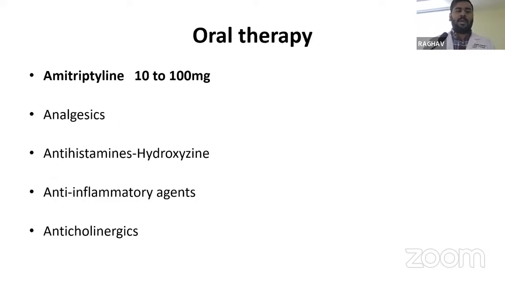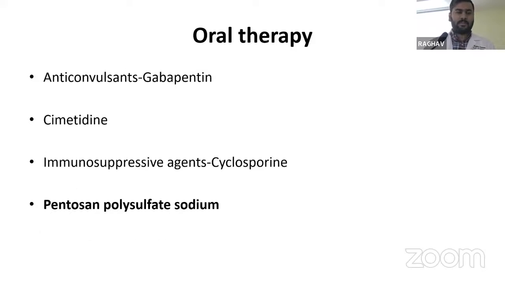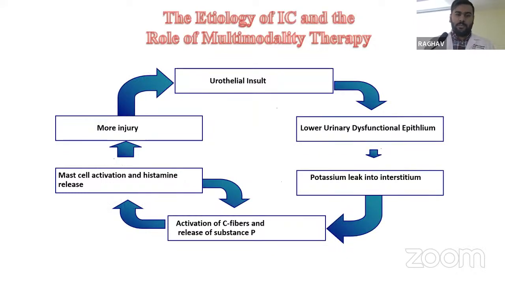Oral therapy, we can start with amitriptyline, starting with 10 to 100 milligrams or increase to 300 milligrams per day. Analgesics, antihistamines such as hydroxyzine, anti-inflammatory agents, and anticholinergics. Anticonvulsants such as gabapentin have been shown to have benefit. Cimetidine, immunosuppressive agents such as cyclosporin. Pentosan polysulfate sodium forms the cornerstone of therapy in some regimens. Now, we will see where all these act.